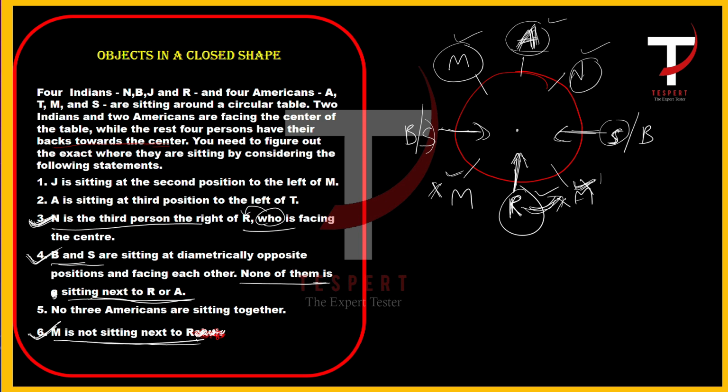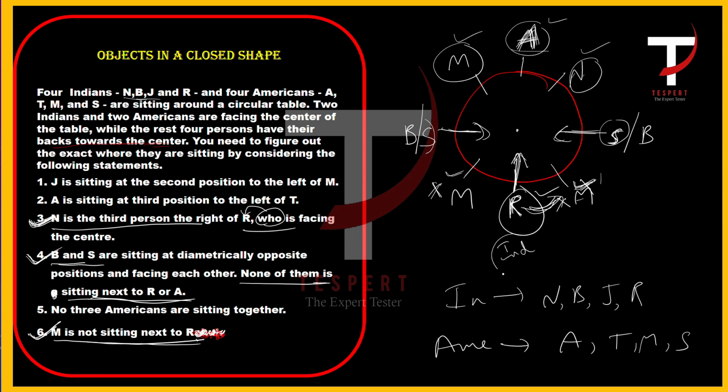So B and S, where is the relevant statement now? Yeah, consider the fifth statement. No three Americans are sitting together. Okay. So M, as we see in the description, what is given? Indians. Who are Indians? Indians are N, B, J, and R, right? And who are Americans? Americans are A, T, M, and S. Okay. So here R is, who is R? R is an Indian, okay? R is an Indian.